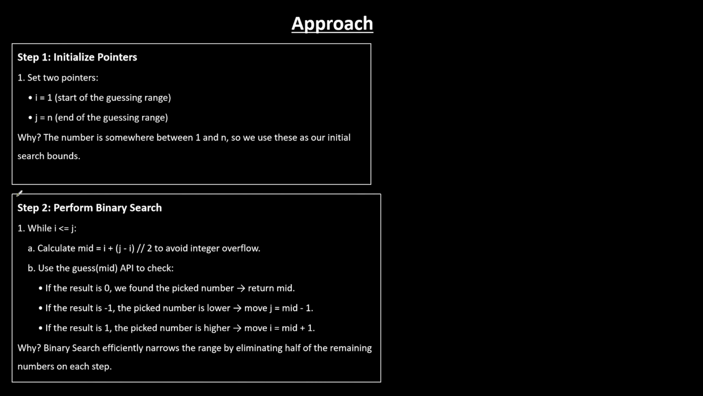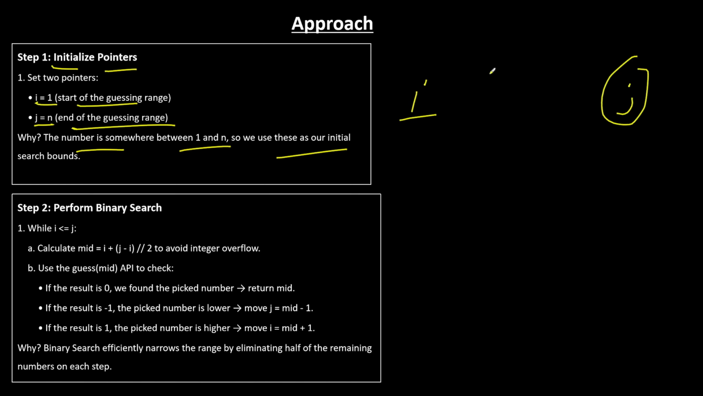Now, since you got the intuition of the problem, let's look into the approach, how we're gonna solve it. Fine. So first we will start by initializing the pointers i and j. This starts the guessing range, end of the guessing range. Basically, this number is somewhere between 1 and n. So we use this as our initial search bounds, right? i will start from the lower end and j will start from the higher end. Okay. This is a pretty straightforward thing.